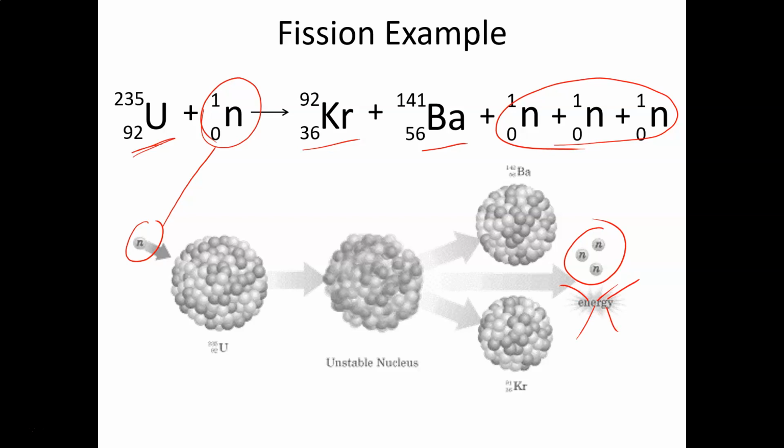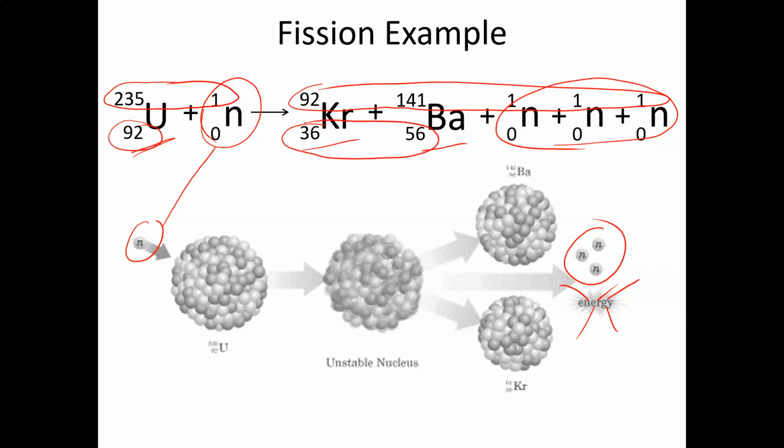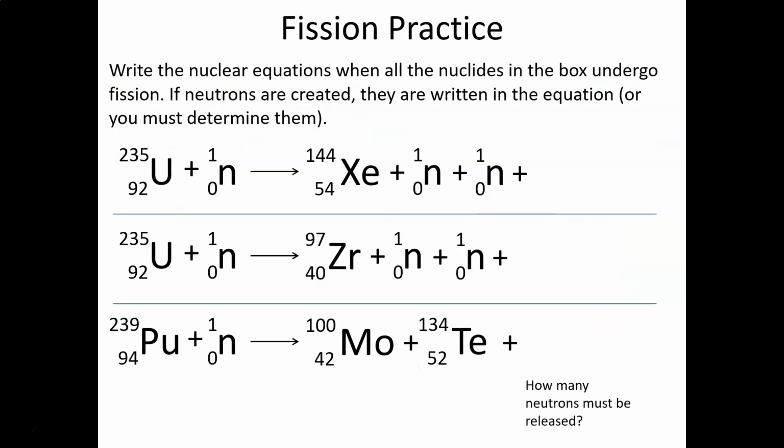So one of the things we can see is if we add up all of the numbers here, 236 would be the total, and all the numbers here, 236 is going to be the total. Same thing down here, we should have 92 total protons, and if we add these 2 up, we're going to get to 92 as well, so mass is conserved. All right, let's take a look at an example or two.